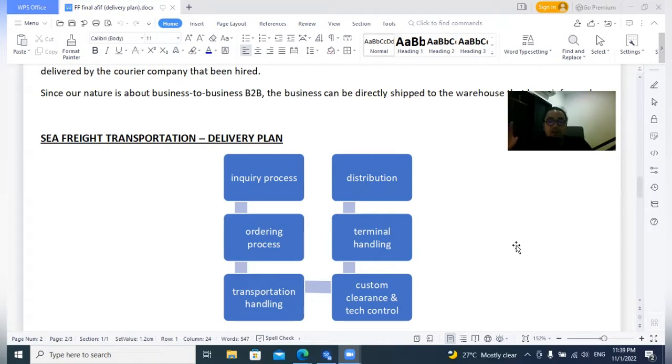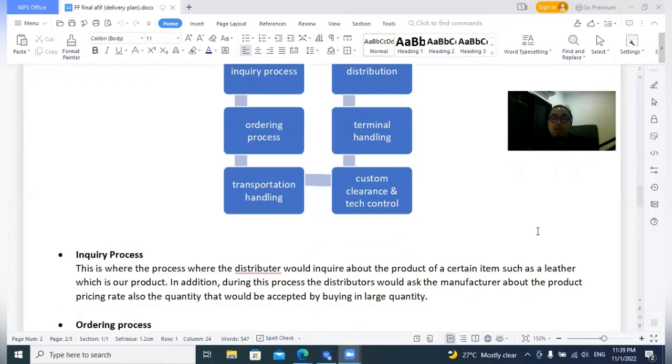This is the last step in our delivery plan before the product goes to the buyer. The inquiry process is where the distributor inquires about a certain item, such as leather, which is our product. In addition, during the process, the distributors ask the manufacturer about the product, pricing, weight, and also the quantity, and this is where the deal will happen, whether yes or no.